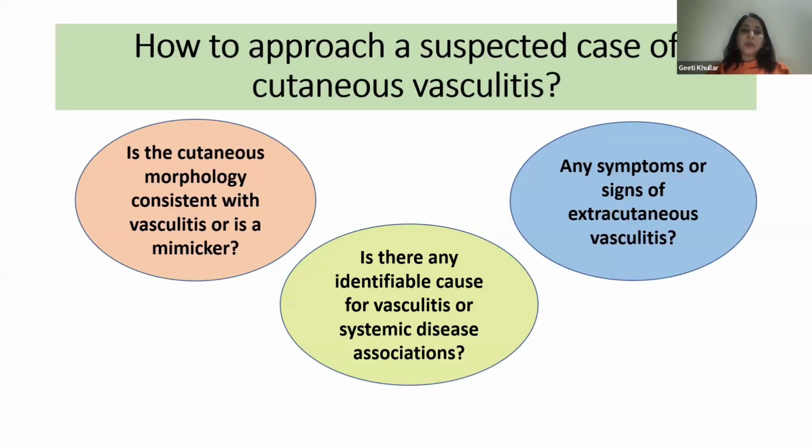This is just an overview. And once we see that this is a vasculitis or we suspect that it is a vasculitis, we have to know whether there is a cause for this. Are there any systemic disease associations to it? Is the patient having any other systemic disease which can be associated with this kind of presentation? Or are there other organs which may be affected with a similar pattern of involvement, like vasculitis in extracutaneous sites?